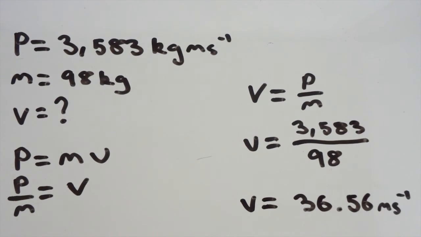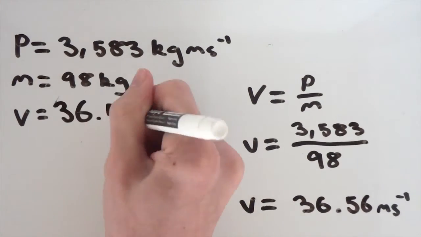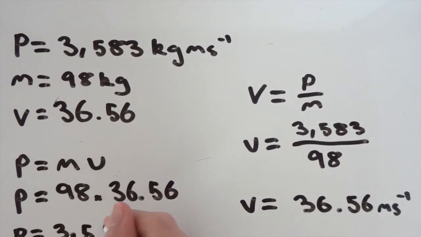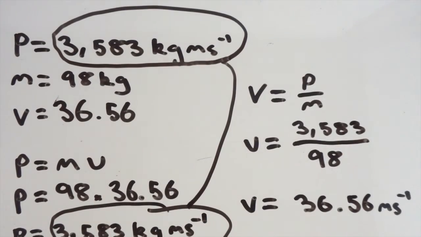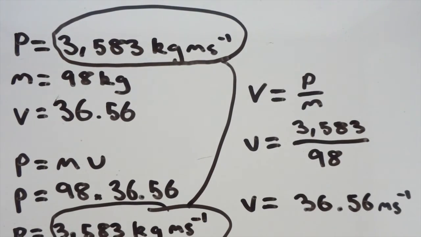At any time in an equation, you can check that your answer is right. So let's use p equals mv and use 98 kilograms and 36.56 meters per second, and when you solve for p we get 3,583 kilogram meters per second, which means we've confirmed that we got the right result for the velocity.